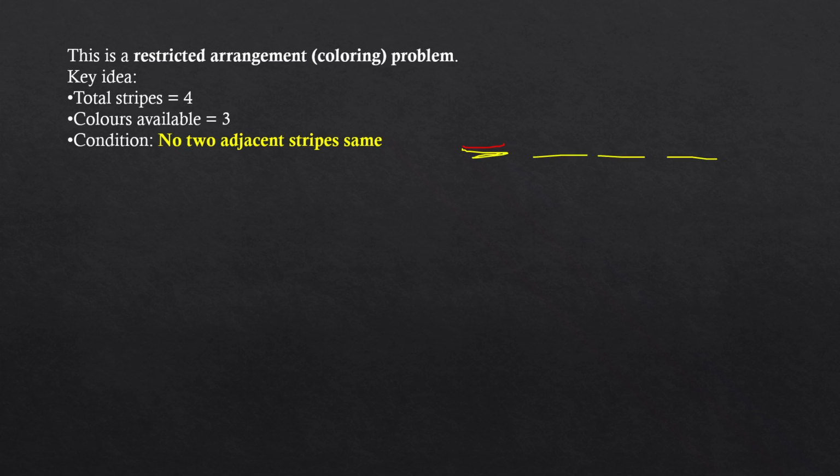1, 2, 3, 4. There are total 4 strips. So in the first case, how many possible ways? Because there are 3 colors and we are free to choose any one. So there is total 3 cases. Second, because all are independent, so we can easily multiply to find out the number of ways.